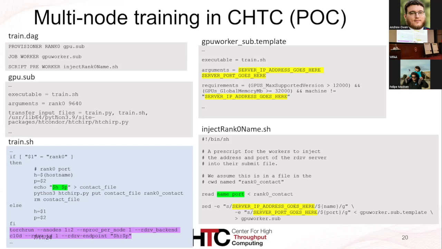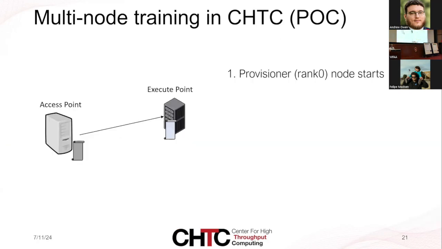And at that point, it kicks off the secondary nodes, which again, we have a prescript on that DAG node, which injects that actual server address and port into the process. And then the worker starts up and communicates back to the original rank 0 worker.